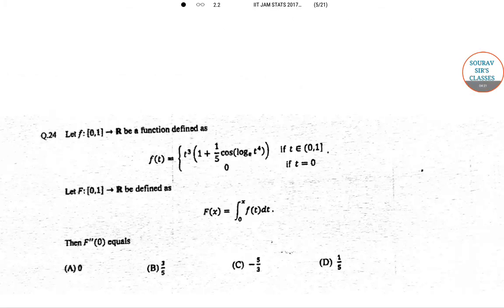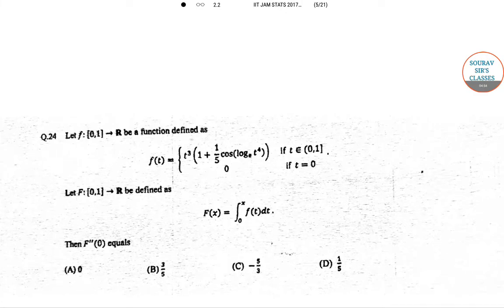The next question is, let f belonging to the closed interval 0, 1 be a function defined as f(t) is equal to t cube into (1 plus 1 by 5 cos(log to the base e t)) to the power 4 if t belongs to (0, 1] and 0 if t is equal to 0, and capital F(x) is equal to integration of small f(t) dt limits from 0 to x, then capital F double dash 0 equals.